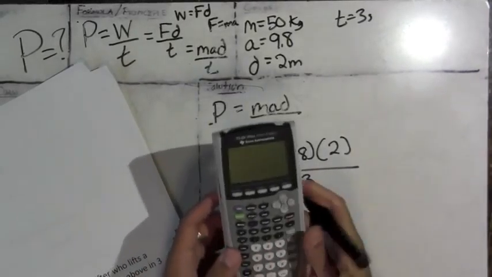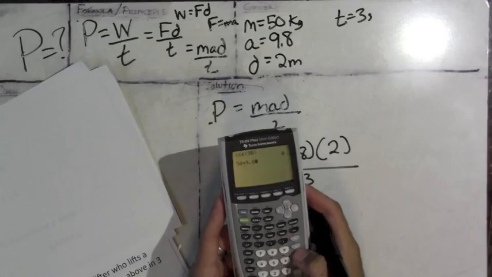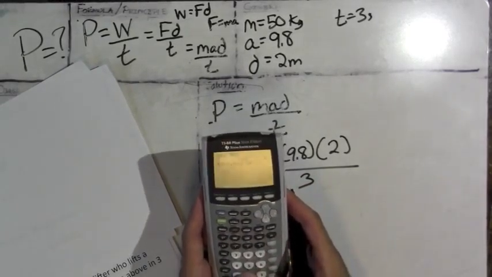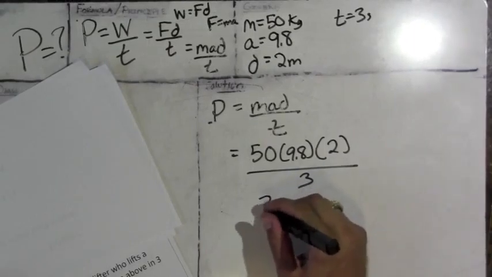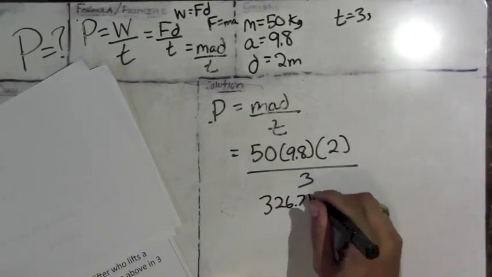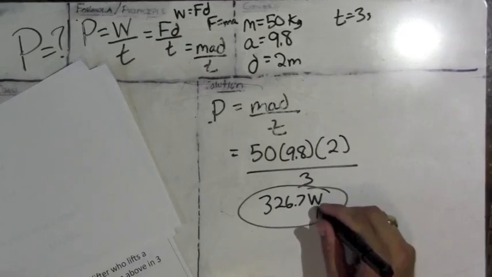So we can now multiply that out. 50 times 9.8 times 2 divided by 3, you get 326.7 watts. The unit of power is the watt.